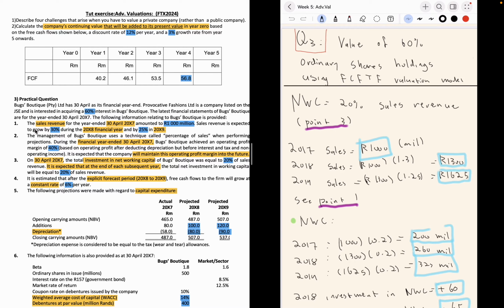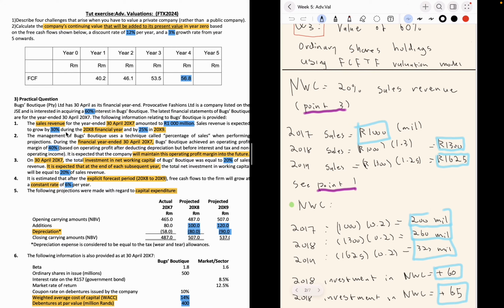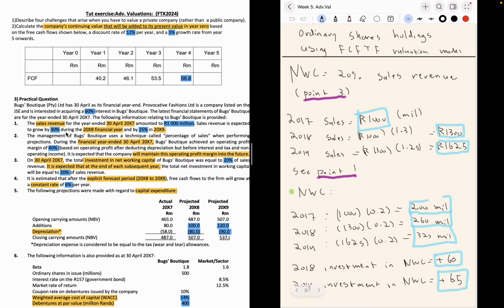So point 1, the sales revenue for the year ended 30 April 2017 amounted to 1,000 million. Sales revenue is expected to grow by 30% during the 2018 financial year and by 25% in 2019. Okay, so 2017 sales is 1,000 million. We have to grow it by 30% because that's what they tell us. So our sales in 2018 is 1,300 million. And then take that 1,300 million and grow it by 25%. So multiply by 1.25, you get 1,625 million.